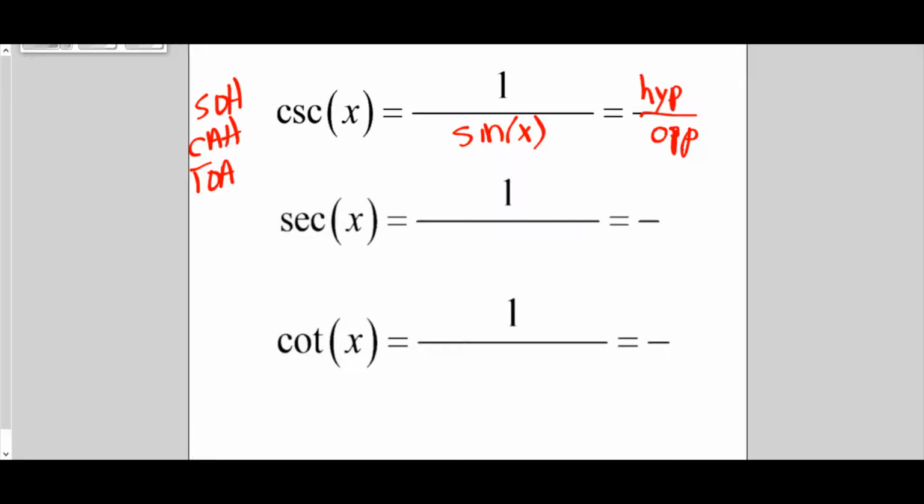Secant of x is 1 divided by the cosine of x. So this is the reciprocal of cosine. So looking at SOHCAHTOA, we know that cosine is adjacent over hypotenuse, so the reciprocal of that will be hypotenuse over adjacent.